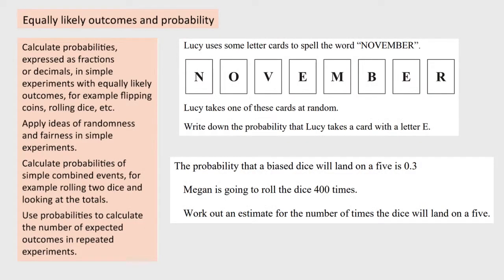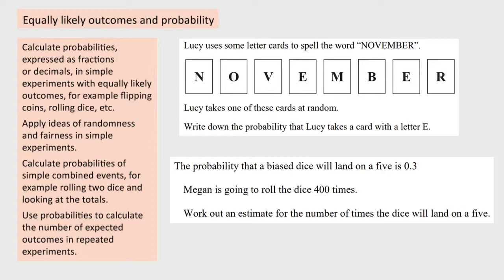When doing questions on probability, you do want to make sure you use fractions, decimals, or percentages as your answer. In most questions, it's going to be fractions or decimals, as these are the most common ways of representing probability. You'll also want to make sure that you are aware of equally likely outcomes and how that plays a role in getting your probability. So on the right is a question about letters for the word November being put on cards, and one of those is going to get chosen at random. Now each card has got the same chance of being picked.